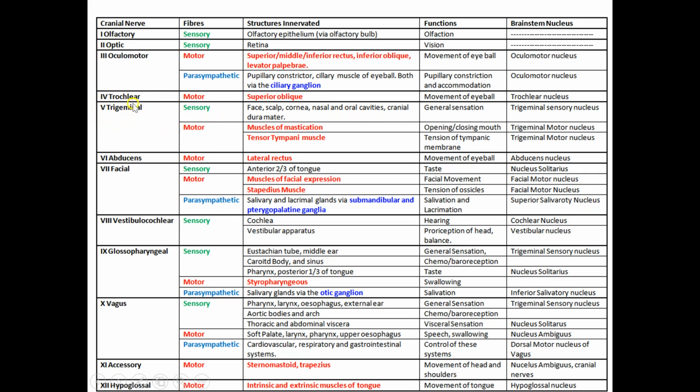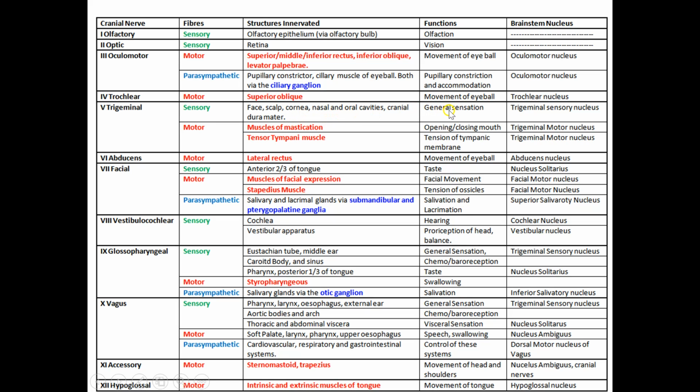This trigeminal nerve, a very important nerve and usually placed in your exams, is also a mixed nerve. It has sensory and motor components. The majority of the sensory supply of the cranial structures is by the trigeminal nerve. It innervates the face, scalp, cornea, nasal and oral cavities, cranial structures, and dura mater. These are all sensory innervated by the trigeminal nerve.